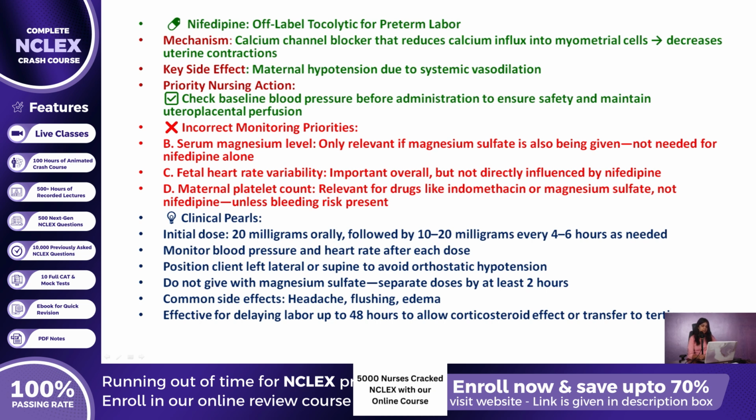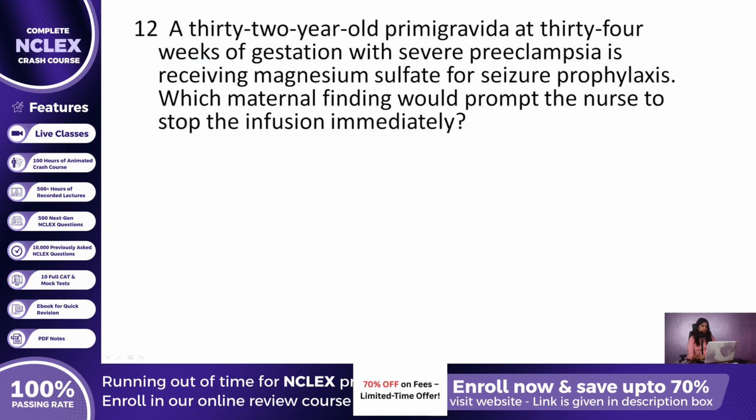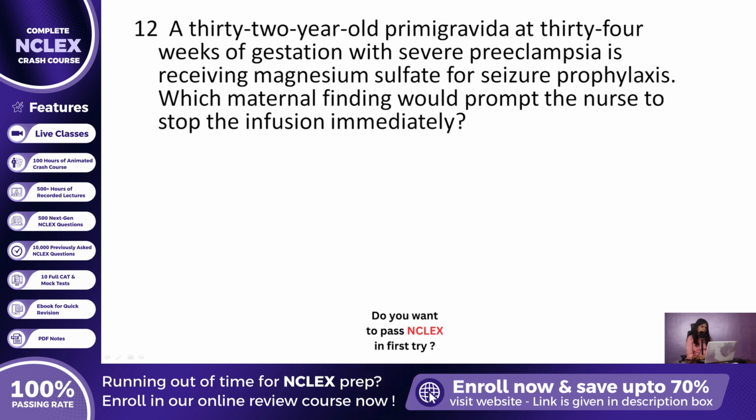Let us now explore a critical safety scenario involving seizure prophylaxis in preeclampsia with question 12. A 32-year-old primigravida at 34 weeks of gestation with severe preeclampsia is receiving magnesium sulfate for seizure prophylaxis. Which maternal finding would prompt the nurse to stop the infusion immediately?